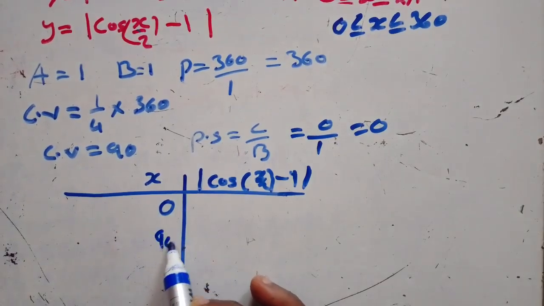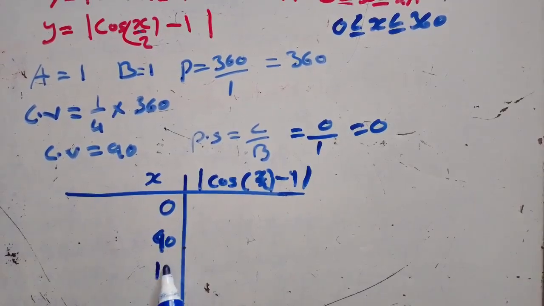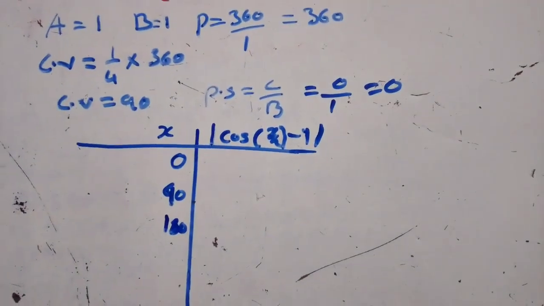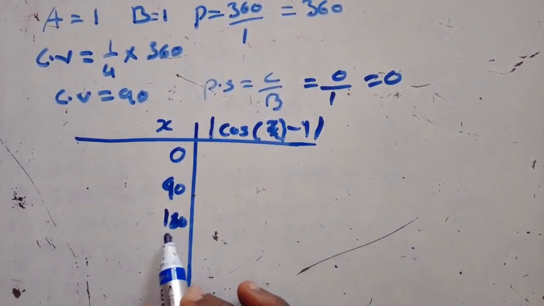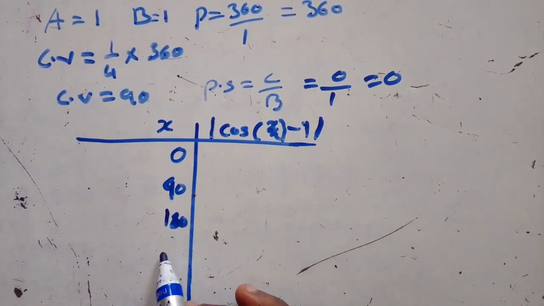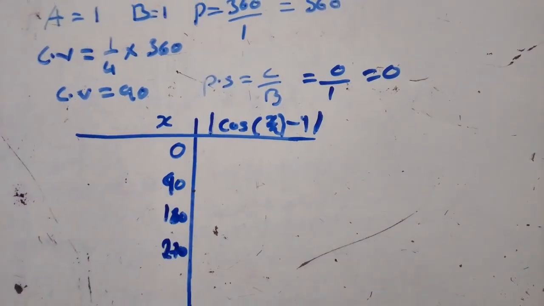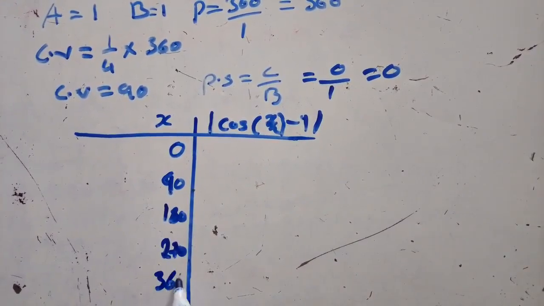Again, to find the next value for x after 90, you just add another counter value. So 90 plus 90 will give us 180. After the 180, to find another point, you just add the phase shift again. So 180 plus 90 will give us 270, isn't it? After 270, we just add another 90 to find the other value of x, and this will give us 360.